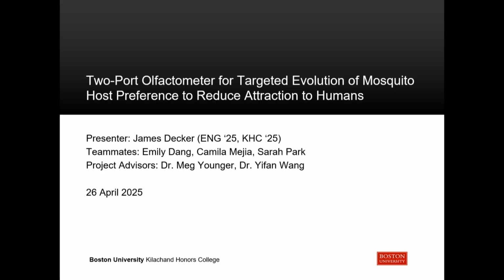The project is titled Two-Port Olfactometer for Targeted Evolution of Mosquito Host Preference to Reduce Attraction to Humans, which, if it's as much of a mouthful to you as it is to me, don't worry, I'll get there.